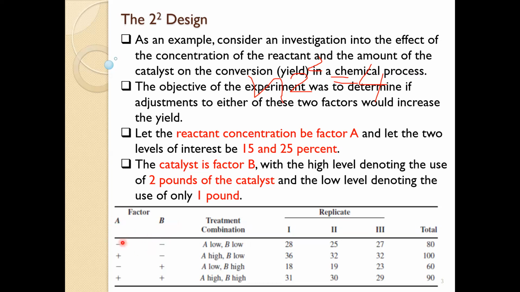The first possible is low A, low B: 15%, 1 pound catalyst. And also high A, low B: 25% and 1 pound. Minus A, this is 15%. Positive B, this is 2 pounds. This is positive A, 25%, and positive B, this is 2 pounds. This is all the experiments. But for this case, we represent in 3 replicates. 3 replicates means 4 multiplied by 3, you get 12 experiments.